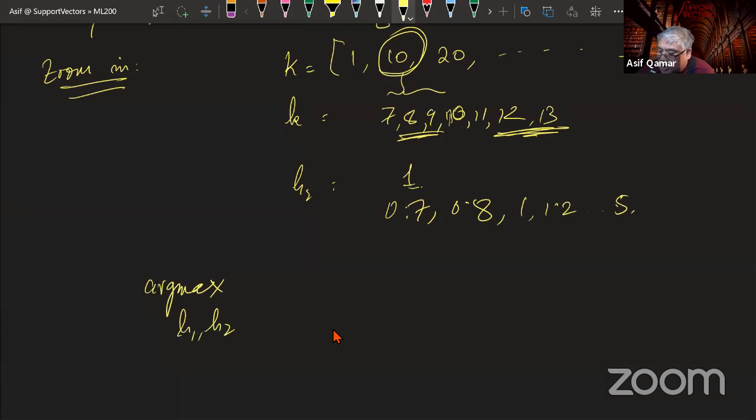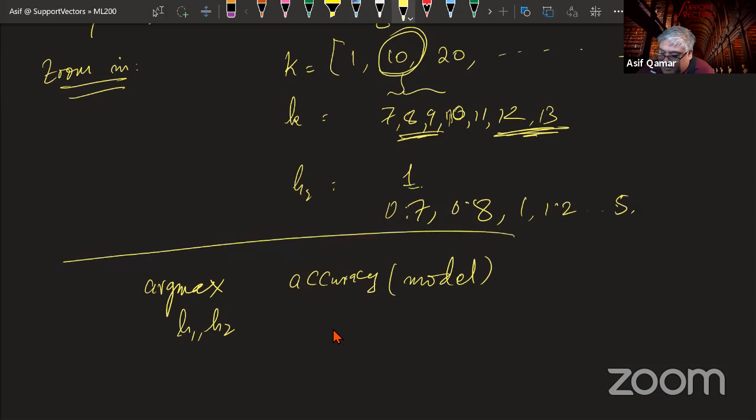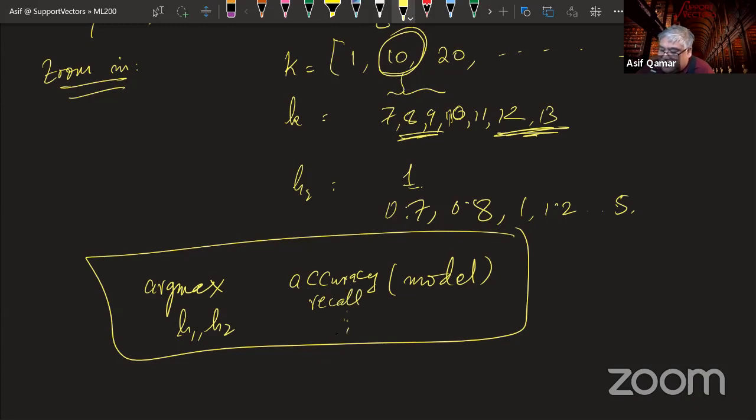So in simple terms, you're trying to do argmax over H1, H2 for the metric, accuracy of the model. This is what you're trying to do. So it could be accuracy, recall, whatever metric that you want, area under ROC curve. You can pick your metric and then you pick those values that are the best. This is called grid search.